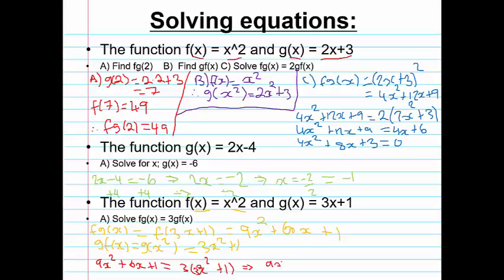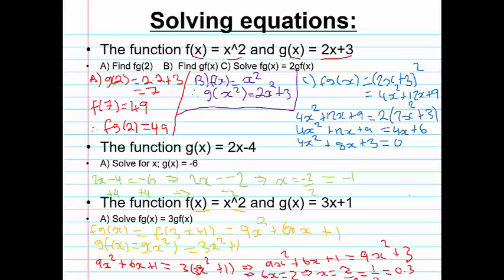So 9x squared plus 6x plus 1 equals 9x squared plus 3. Okay? So what we do is now we would subtract by 9x squared both sides, giving us 6x plus 1 is 3. Subtract 1 from both sides, we'll get 6x equals, remember you subtract 1, 2. Therefore x equals 2 over 6, which is a third, which is 0.3 recurring. That is how you would solve it.